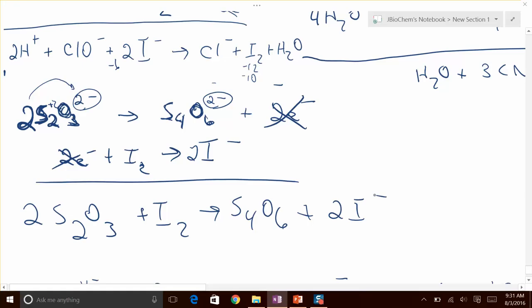So we have 2 S2O3 minus plus I2 forms S4O6 plus 2I minus. I know. I'm sorry. Well, it bothered me too. Thank you. Okay. So that will be our equation.